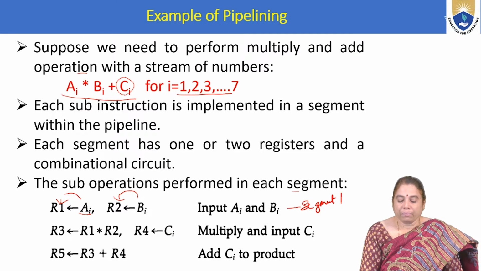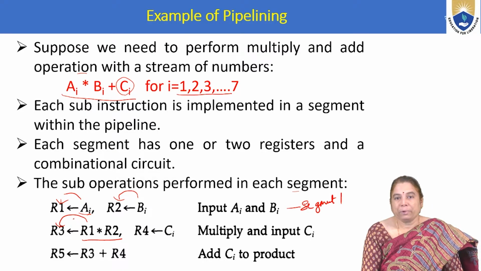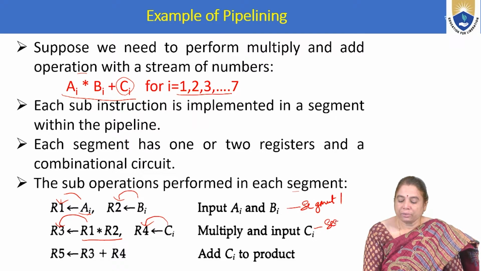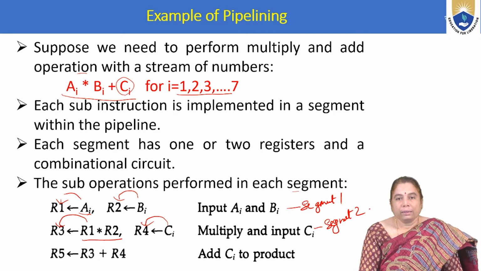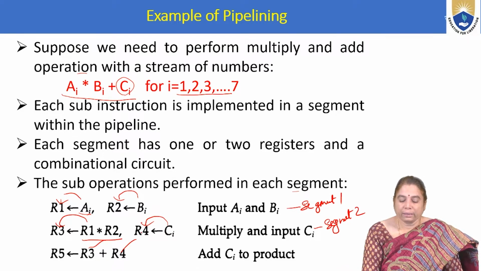And in the second sub-operation, the values loaded into the registers can be multiplied. So here R1 times R2 is performed and this product is stored in the register R3. At the same time, concurrently, the third number can be loaded into the register R4. So multiply and input C is the second segment operation. So this is segment 2. And in the third segment, the product stored in the register R3 is added to the third number C loaded in R4. So R3 plus R4, the addition is performed and the sum is stored in the register R5. So adding Ci to the product is the third segment.